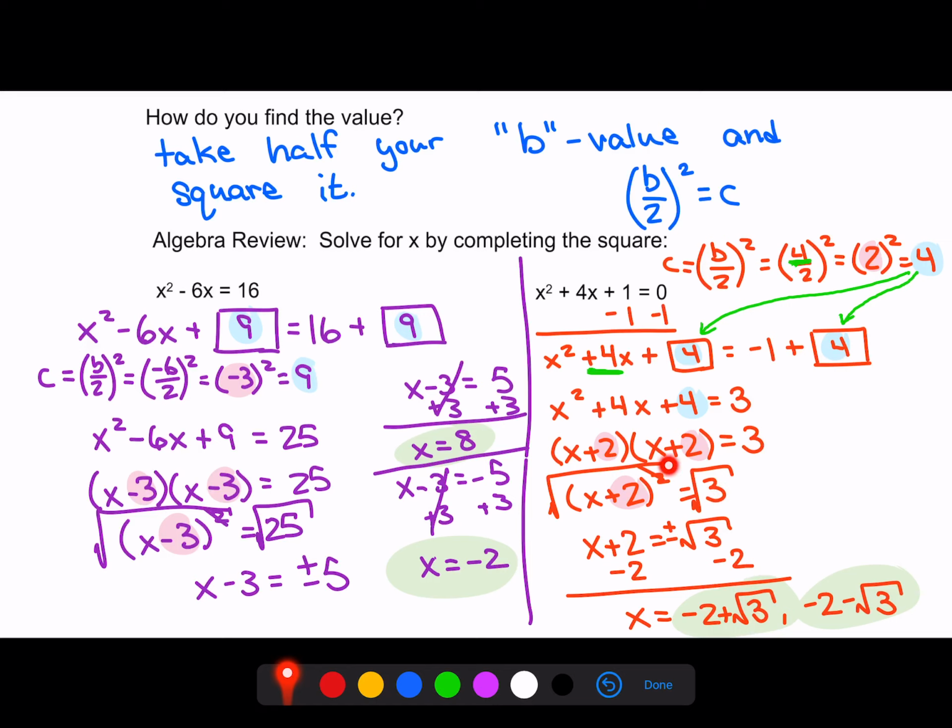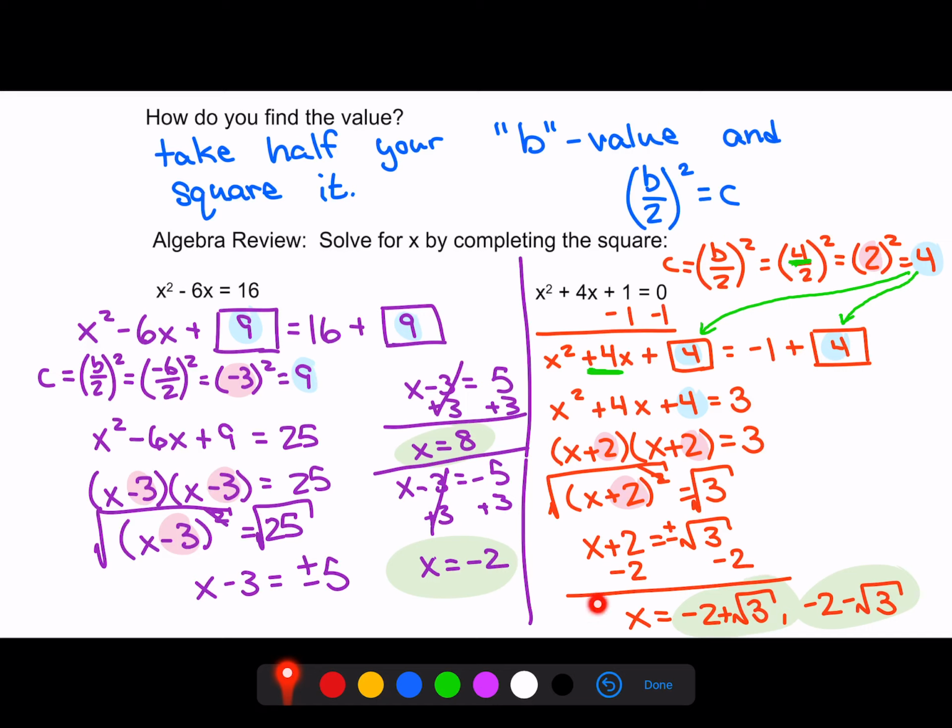I take the square root of both sides to get rid of this square. I'm left with x plus 2 equals plus or minus radical 3. Lastly, we want to get x by itself. So I subtract 2 from both sides, and that leaves us with x is equal to -2 plus radical 3, or -2 minus radical 3. And those are our two answers.